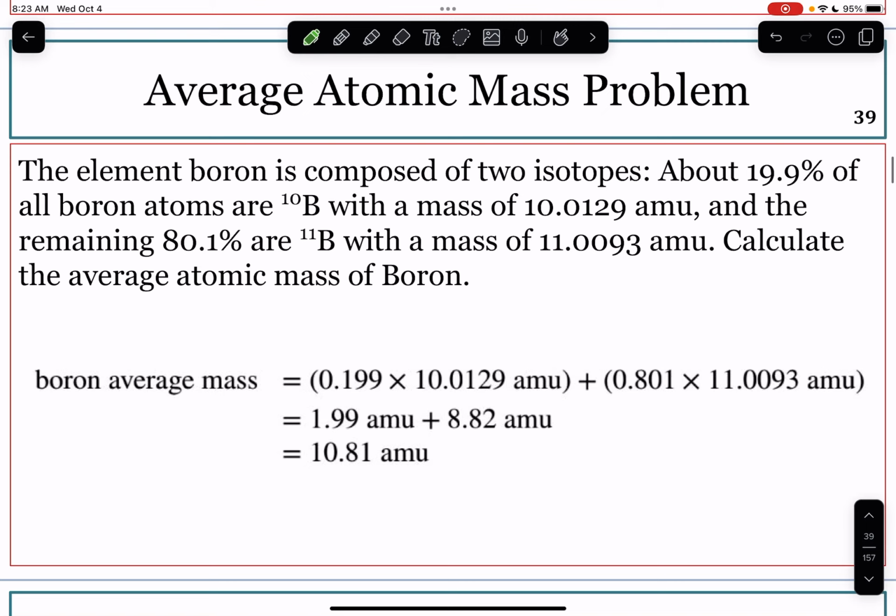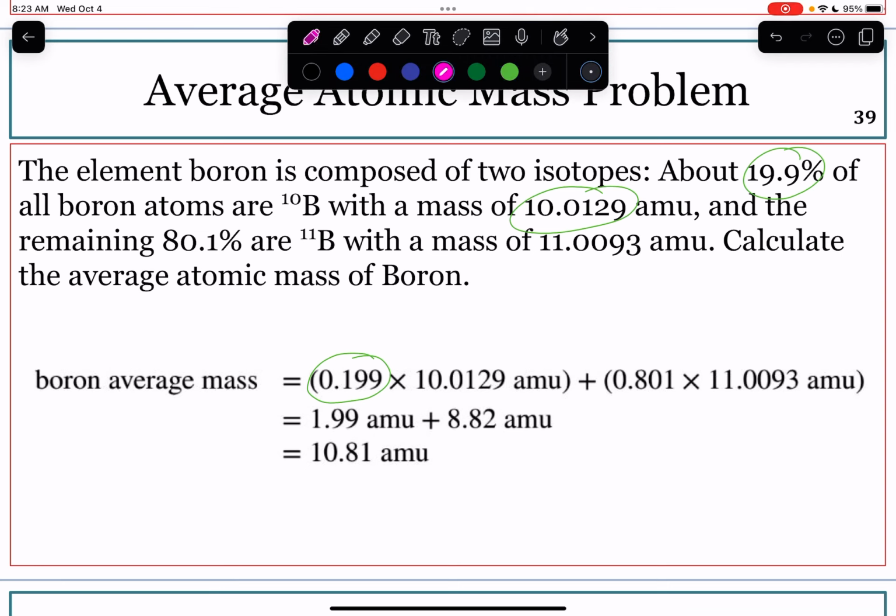Here's how you would solve this problem. Here's the percent abundance of 19.9% in decimal form, and we're going to multiply it by the mass of the B10 isotope. Then you're going to add that to the percent abundance of 80.1%, 0.801, times its mass, 11.0093. When you add those up, we get 10.81 AMU, which, if you look on the periodic table, is exactly the average atomic mass for boron.